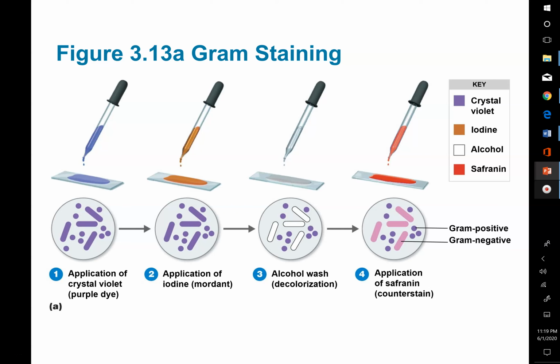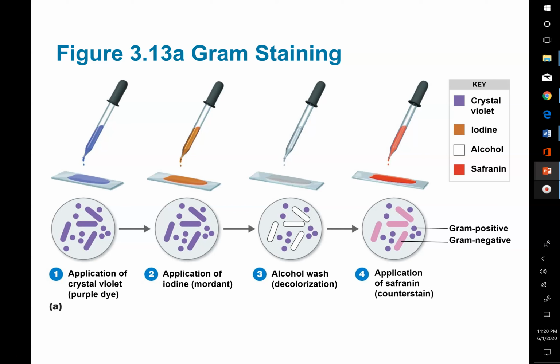It forms large crystals, large complexes, which get trapped in the peptidoglycan layers, especially the peptidoglycan layers of gram-positive bacteria, because they have more layers of peptidoglycan. Gram-negative only have a thin layer. But regardless, crystal violet and iodine form large crystals in both gram-positive and gram-negative cell walls.